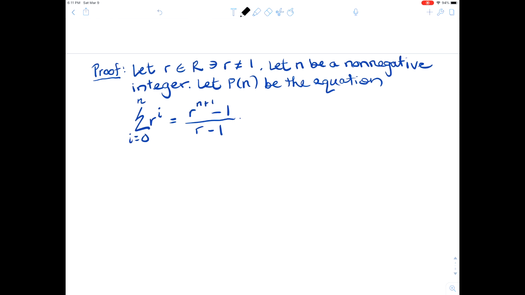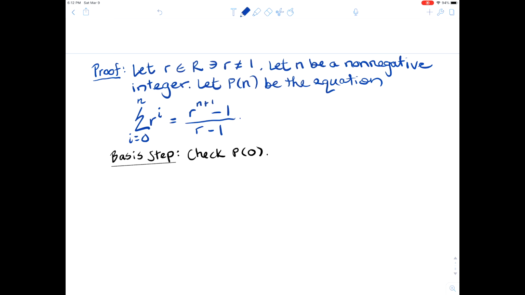Perfect. We need to go to our basis step. And what are we starting with? What's our very first deal that we're starting with? We're starting at n equal to 0, right? So we need to check P at 0.